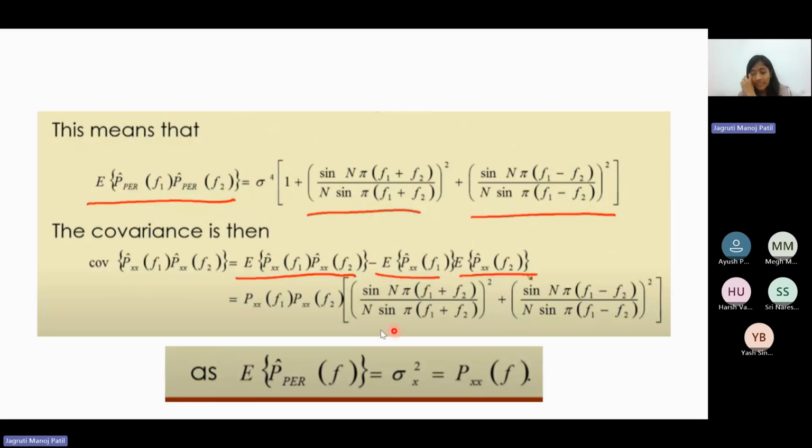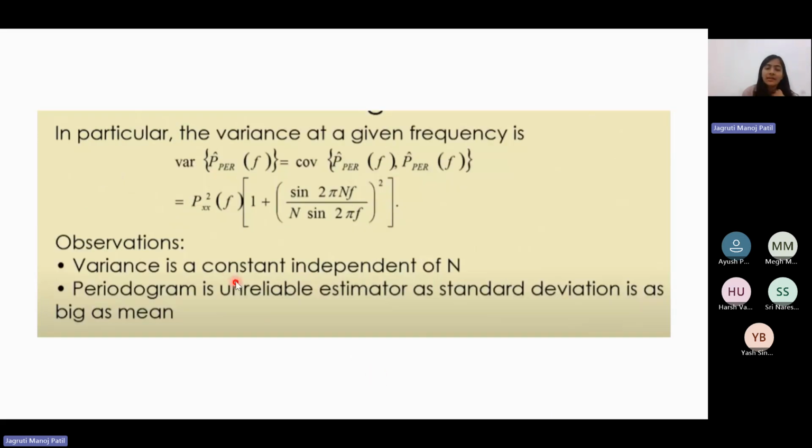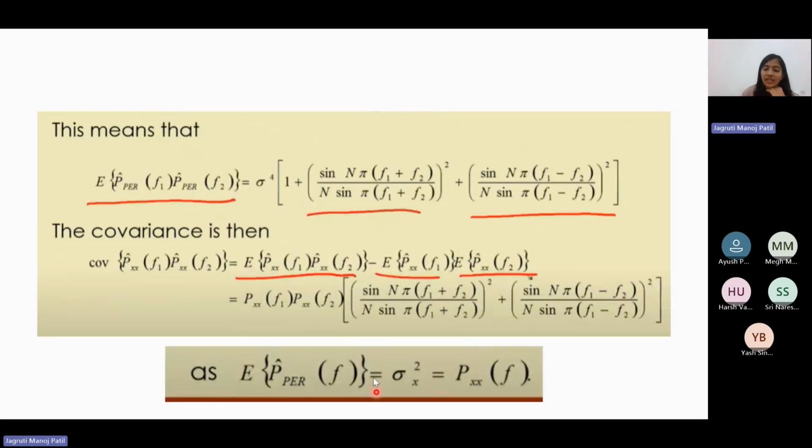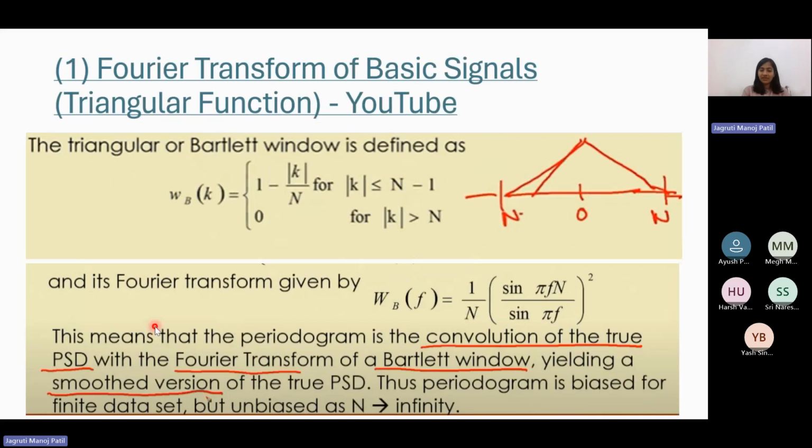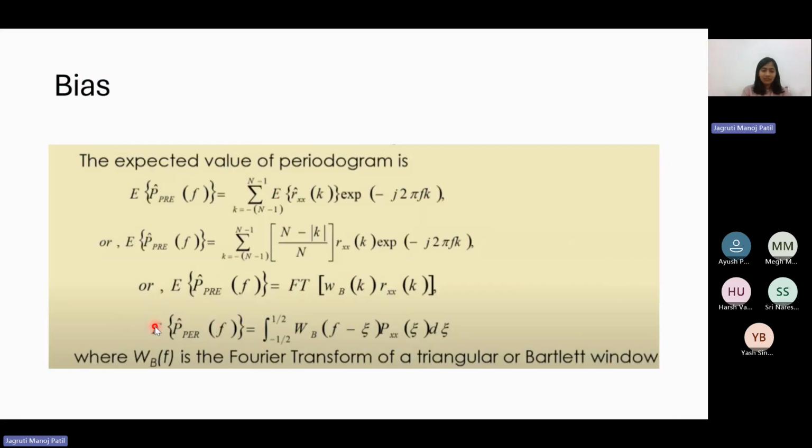What we saw is that whether you take the expectation of a periodogram or the variance of this power spectral density, what you get is sigma x square over here only. So what we saw is again independent of this capital N, the number of terms that we had. And again, it's an unreliable estimator because the standard deviation is as big as the expectation, or the mean, of the signal that we had. So where did this mean go?